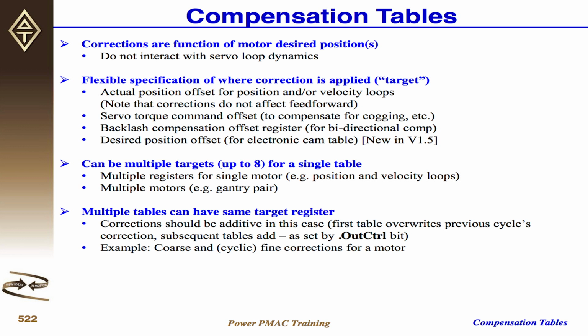Note that there are multiple registers for a single motor. For example, there's both position and velocity loop, or you have multiple motors like a gantry pair, and you need the same compensation on both of the gantry pair. And multiple tables can have the same target register. So you can have several tables that are compensating the same location, one on top of another.